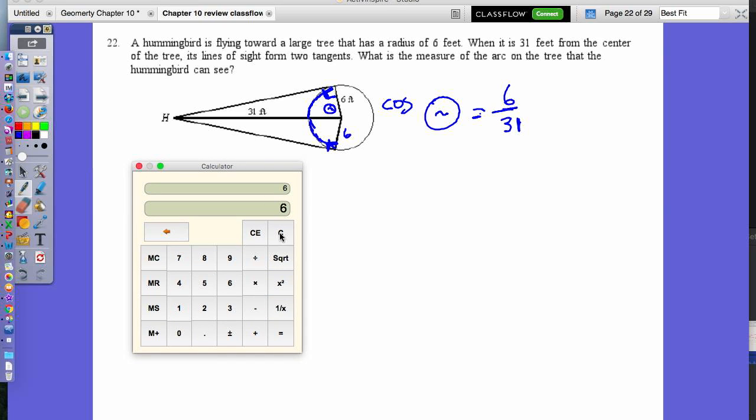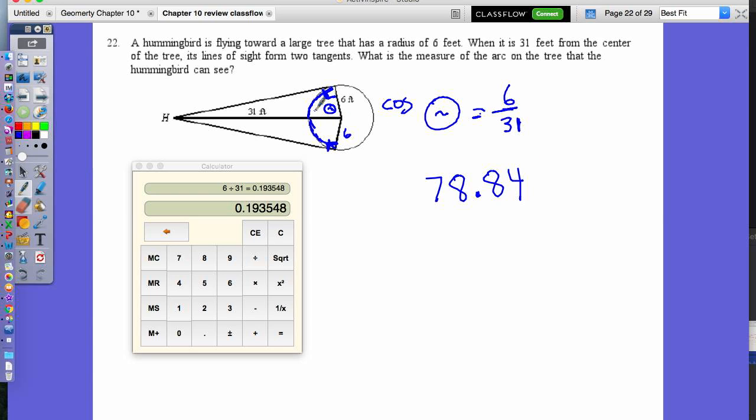So 6 divided by 31 equals that number. I'm going to do that in my off-screen calculator, because I want to find the cosine of this. Since I'm finding the measure of an angle, I'm actually using the inverse cosine, so I'm going to press second cosine negative 1, and I get that this angle theta is 78.84 degrees.